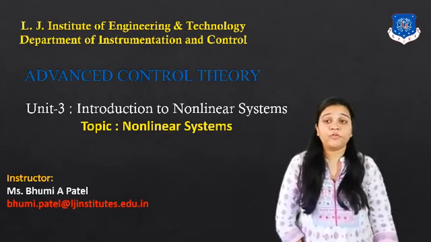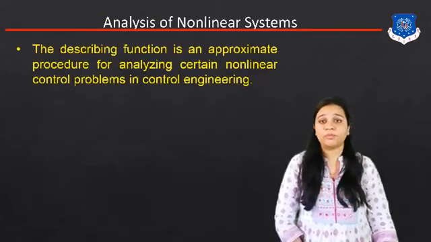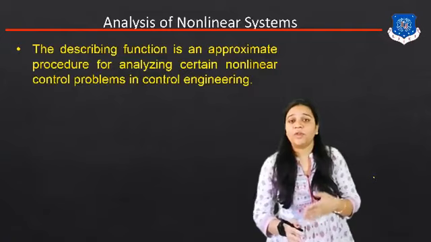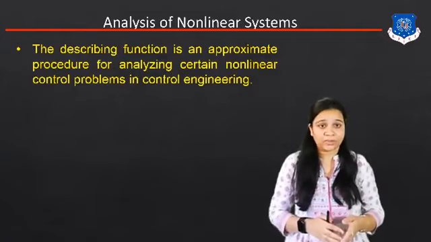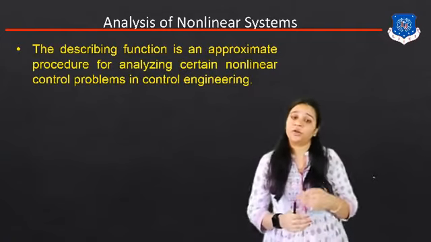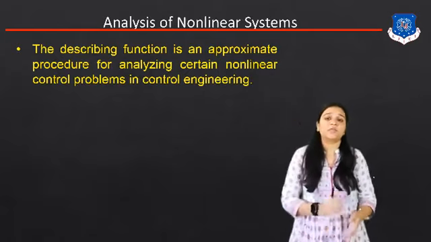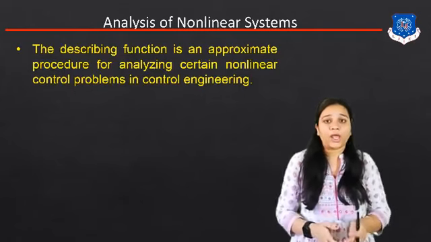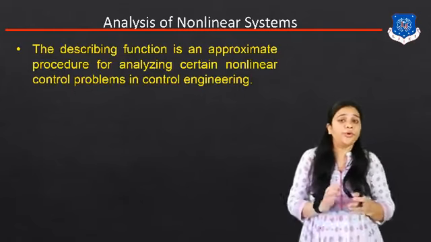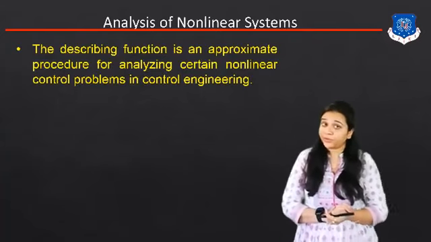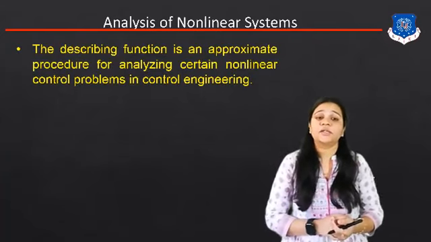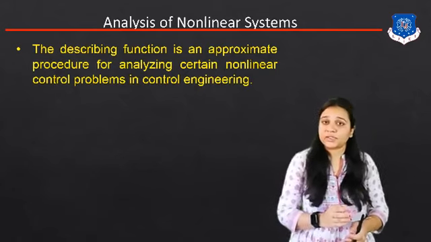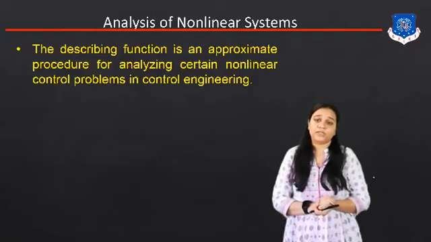First of all, we will see the difference between linear and nonlinear systems, and after that we have to analyze the nonlinear system. As you studied in control systems, a linear system obeys the superposition theorem, and a nonlinear system does not obey the law of superposition. That is the first condition. Next, a linear system does not depend on the initial condition.